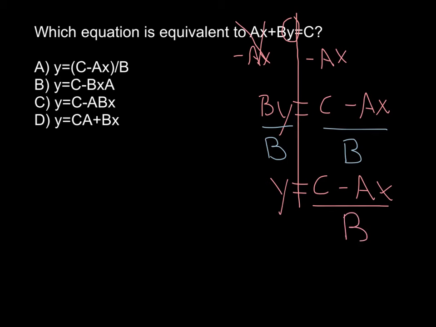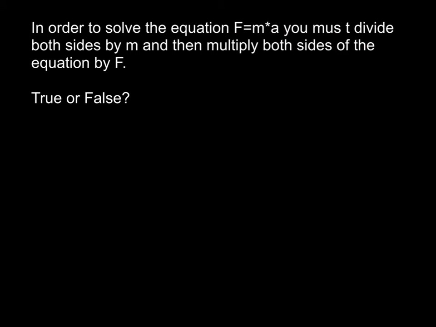And our equation looks like Y equals C minus AX all over B. Notice it's important here to recognize that we're dividing everything on the left side by B, just this part. But we have to divide both of these parts by B as well. Make sure you divide everything by B in this final step. Okay? So our correct answer looks like this one, which is C minus AX over B. Hopefully you got that one right.